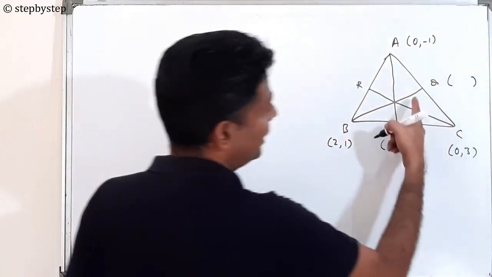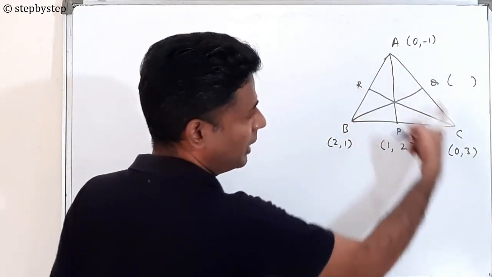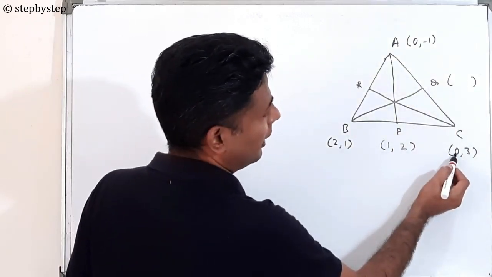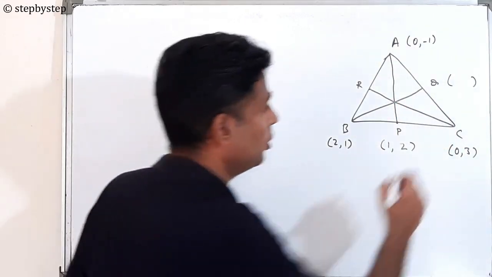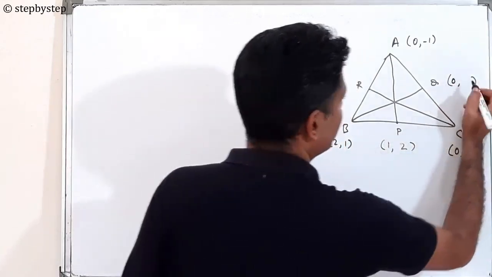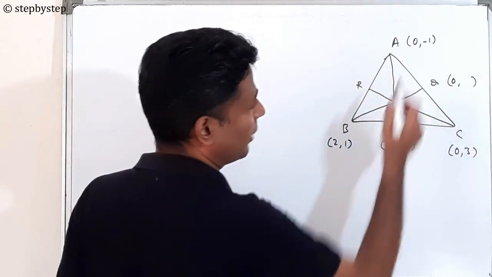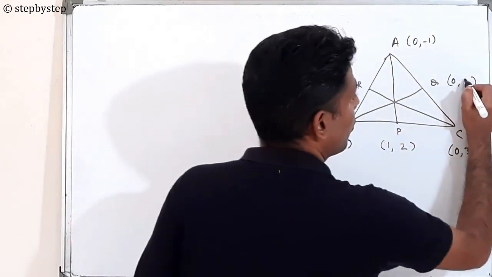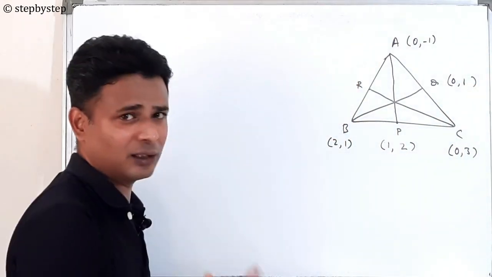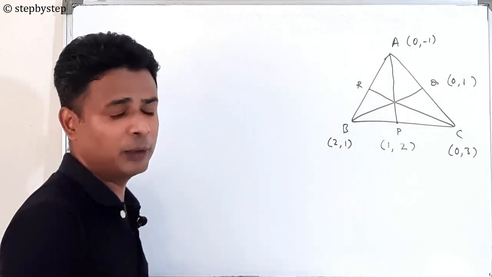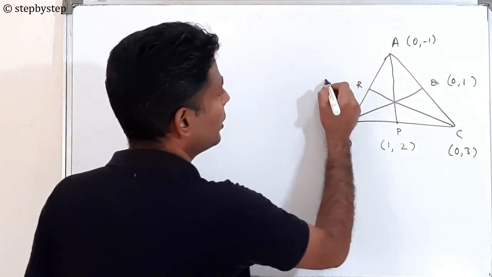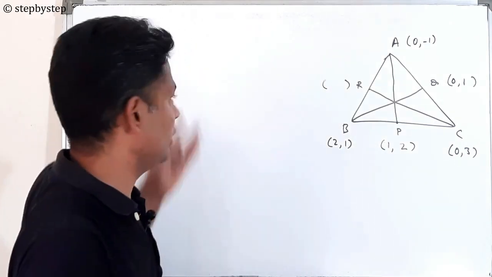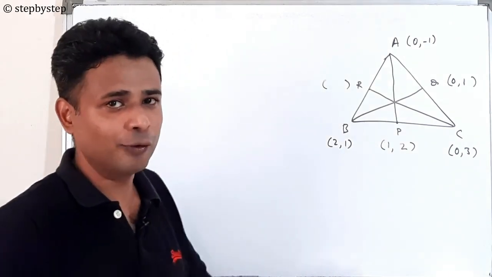Similarly, BQ is a median, so Q will be the midpoint of AC. How do we find the x coordinate of Q? x1 plus x2 by 2, 0 plus 0 by 2, 0. And the y coordinate is y1 plus y2 by 2, 3 plus of minus 1, 3 minus 1, 2, 2 by 2, 1. I am not writing this out because midpoints are very easy, you can almost do it orally, but don't do the same thing in the exam. Make sure you write and show how you got it.